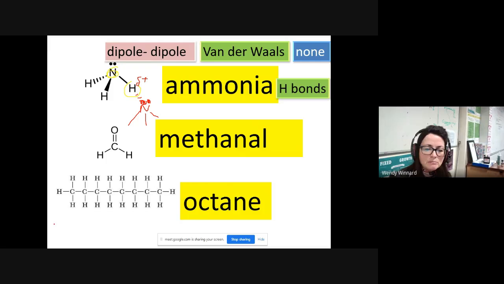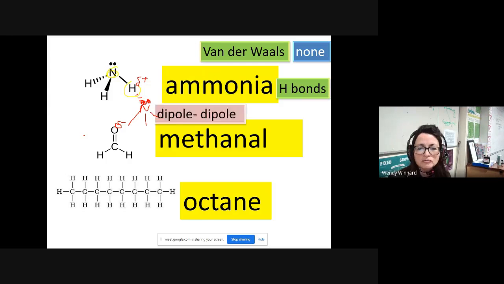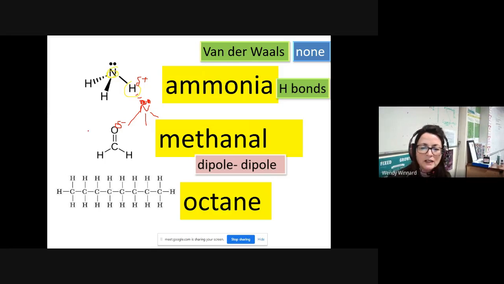Now, which one is methanol, you may ask? Is it dipole-dipole, van der Waals, or none? Well, you can see that methanol has got an oxygen, which is delta minus. So it's definitely got a polar bond, but the hydrogen isn't joined directly to it. So it's polar, but it's not hydrogen bonding. So you are correct. Well done, those of you out there who are watching this. It's definitely dipole-dipole.